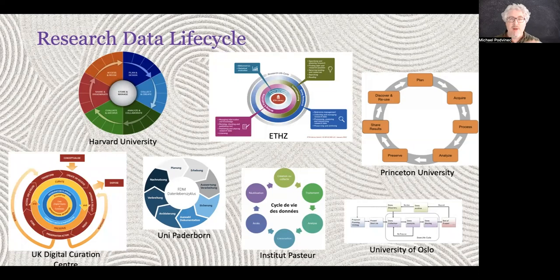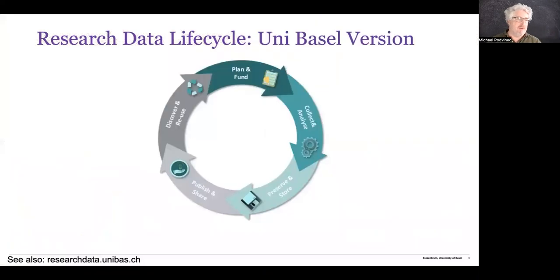So the version of the research data lifecycle that I'm going to use in my talk is the one that we have here at the University of Basel. It's a 5-step model, so a little bit simplified, I would say. And I would like to just go through these steps and explain them a little bit and illustrate what the concerns at these different steps are.